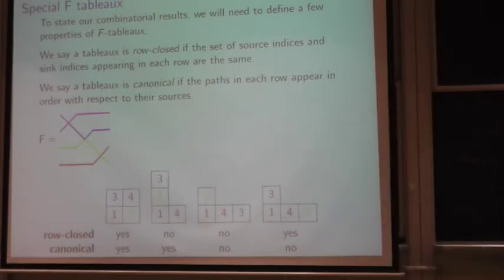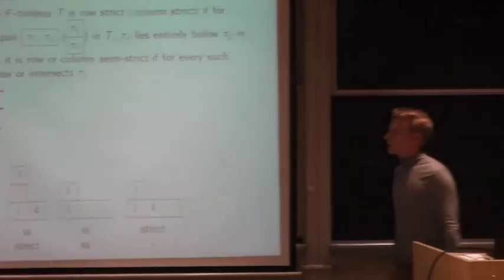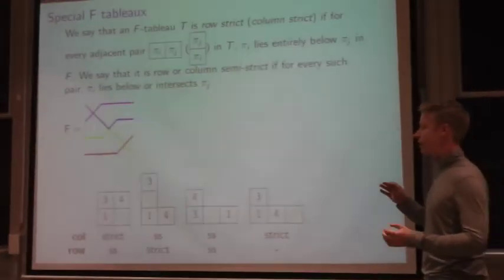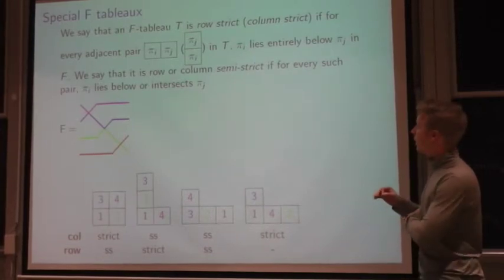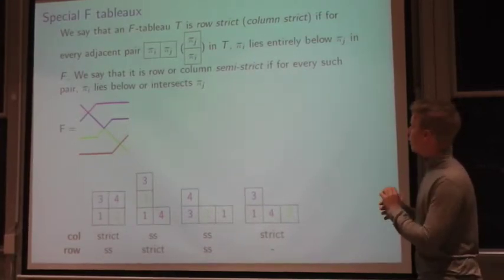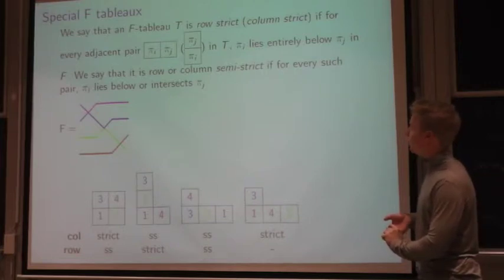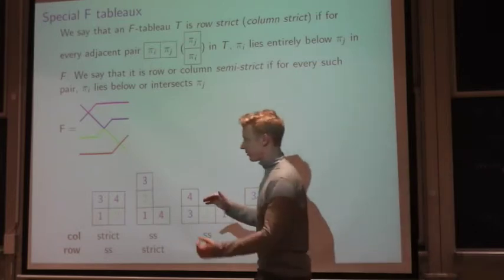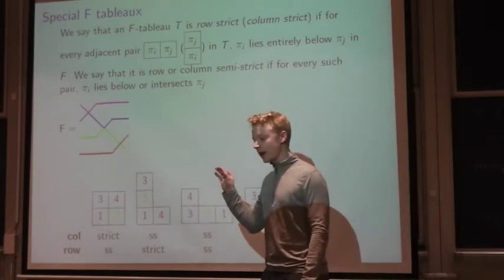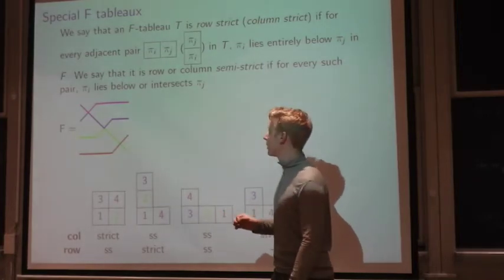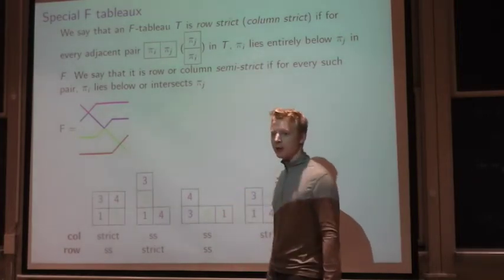Okay. More special kinds of F-tableau. We say that an F-tableau is row strict or column strict if every adjacent pair in the row or column is in order according to both the sources and the sinks. So the path to the left or below has to lie entirely below the path to the right or above in the tableau. And semi-strict if we allow them to intersect.